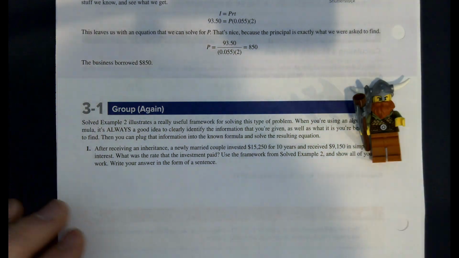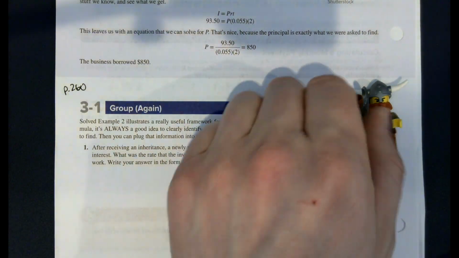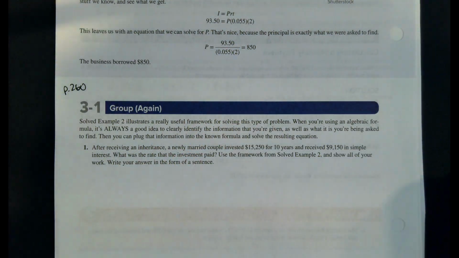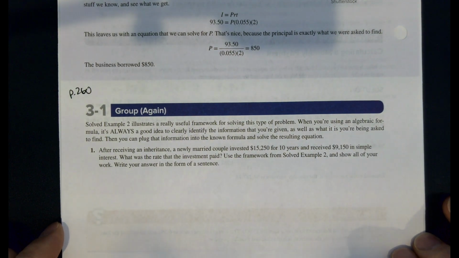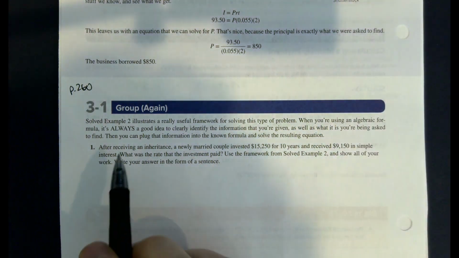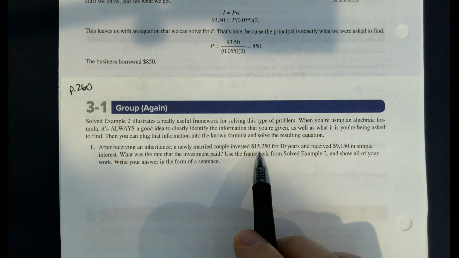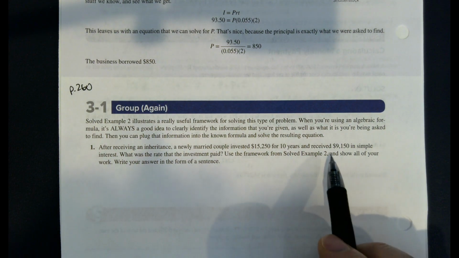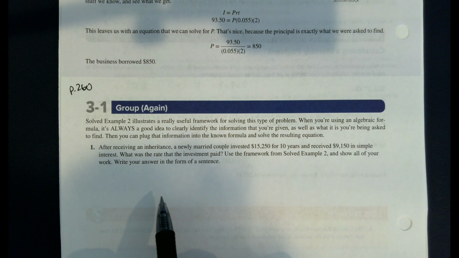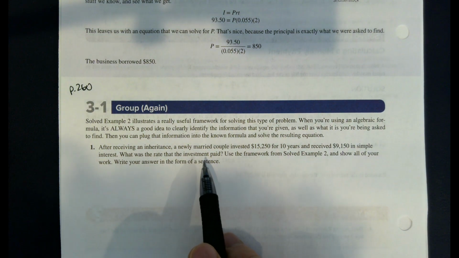This is page 260. So we are finishing the simple interest formulas. And at this point, we're given different versions of things, and we're asked to find one missing thing. So here, some newly married couple made an investment of $15,250 for 10 years, and they received $9,150 in simple interest. The question is, what was the rate that the investment paid?